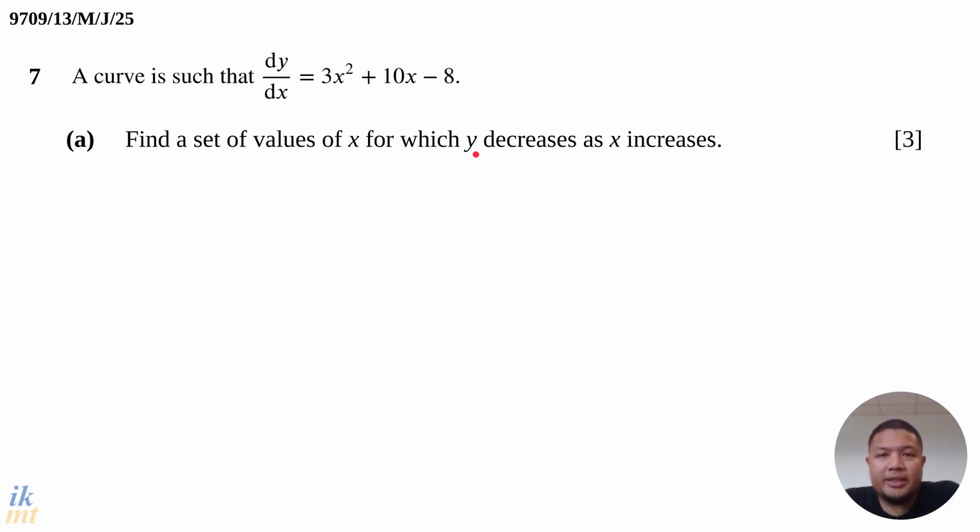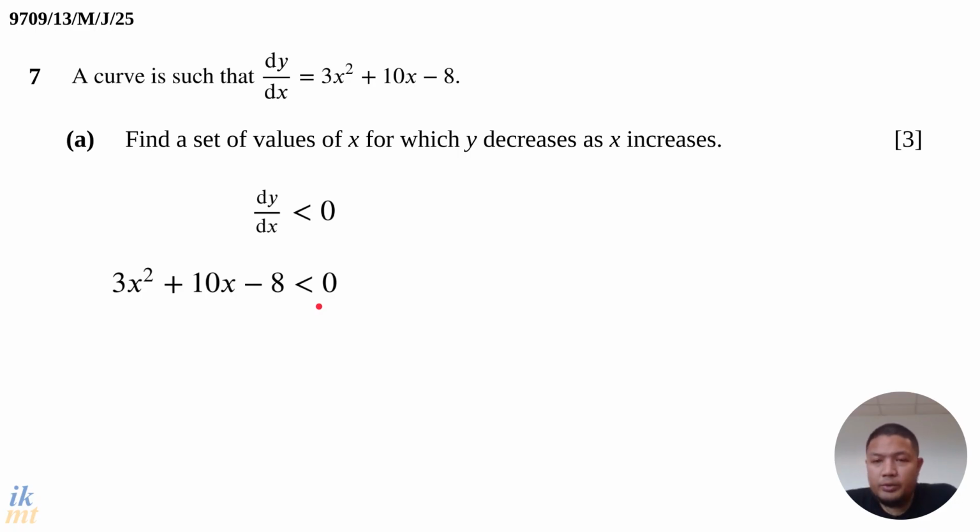Okay, so here in this case, for this question, y decreases as x increases. Since they behave in reverse directions of each other, they behave in opposite directions, that means the gradient dy dx will be negative for this curve. Okay, so since the gradient will be negative, then we just set this polynomial, this dy dx, to be less than 0. So now what we get here is a very simple quadratic inequality.